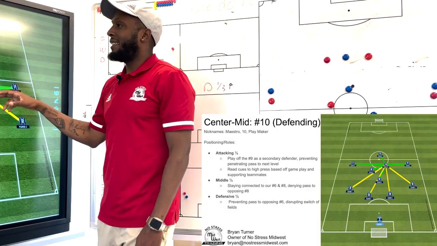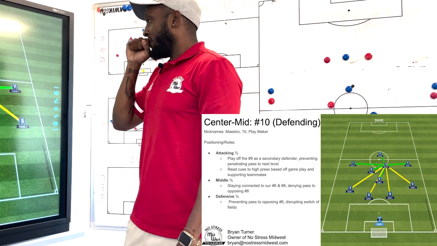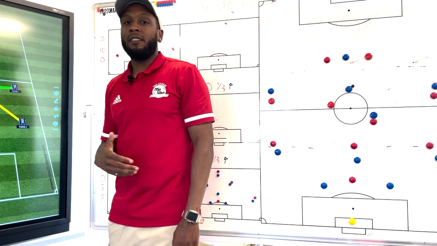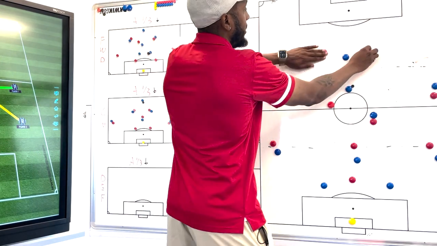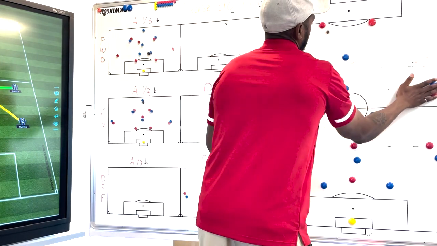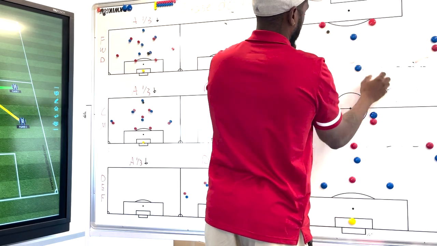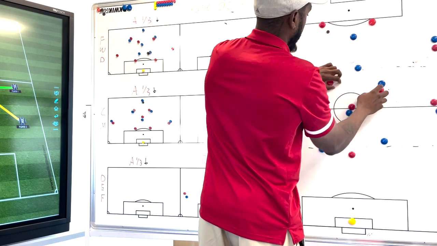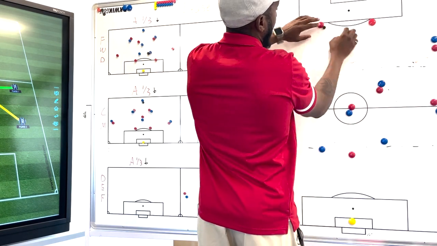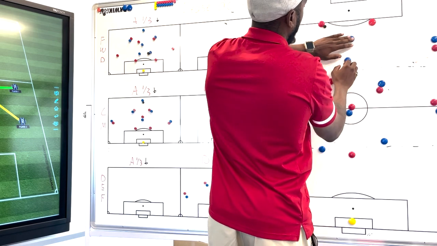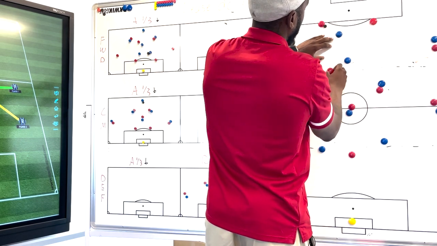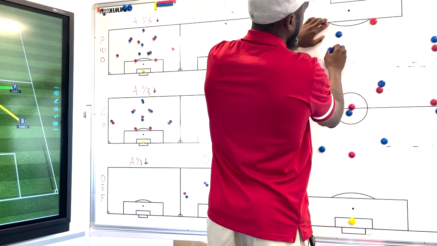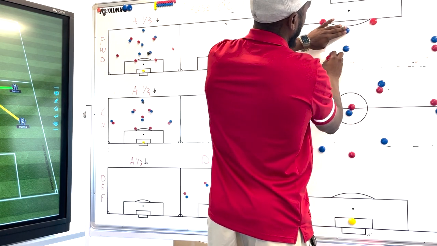Now when we're dealing with the 10 on the defensive side, we want to play off that 9 as like a secondary defender, preventing those penetrating passes. So as that 9 is up here applying that pressure, we want to know that if that other center mid comes in, we have that 10 denying that pass in behind the 9's work.